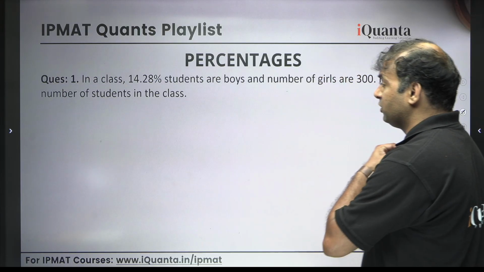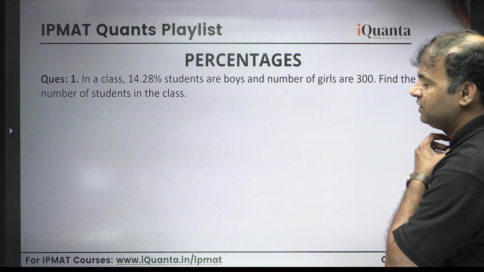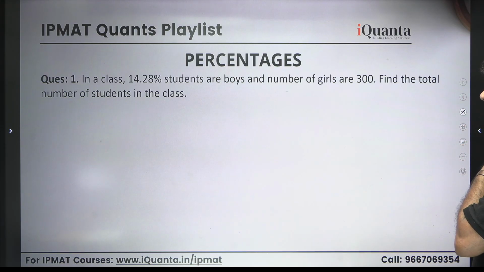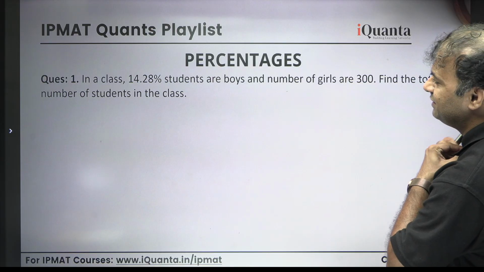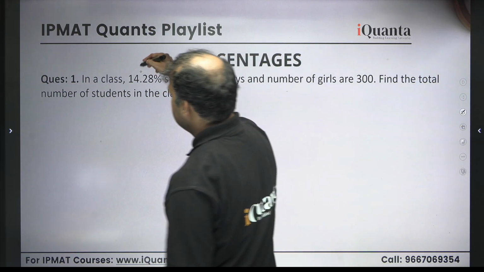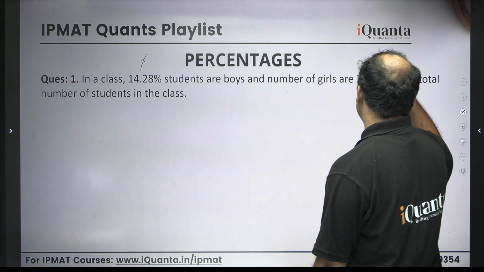The question says that there is a class in which 14.28% of students are boys, and the number of girls given to us is 300. Then we need to find the total number of students in the class. Okay guys, the percentage is given for the boys and the number is given for the girls.